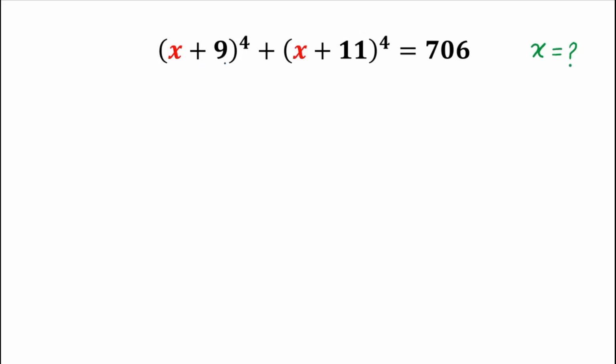Here we have (x+9)^4 + (x+11)^4 = 706. Here we need to calculate all possible values of x.